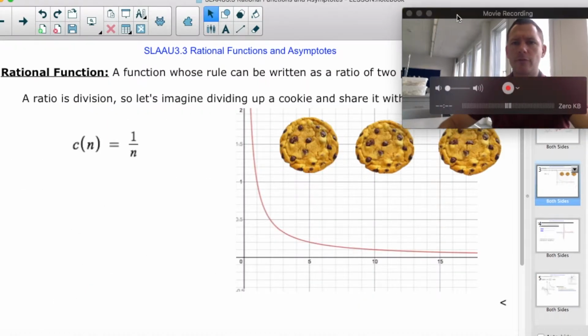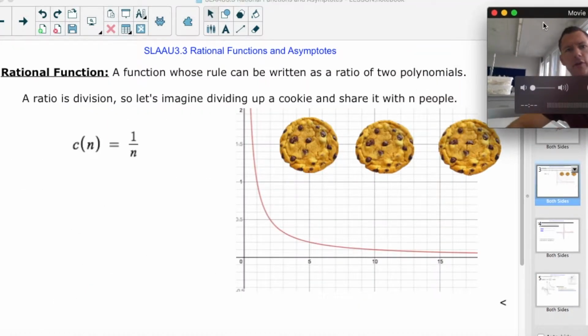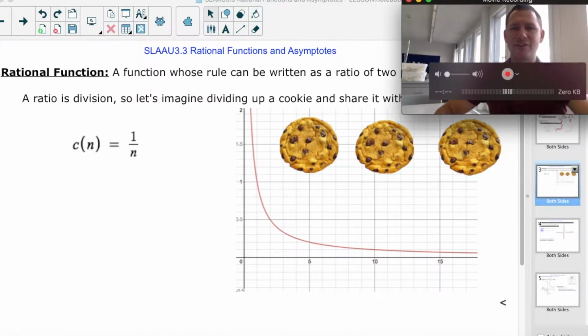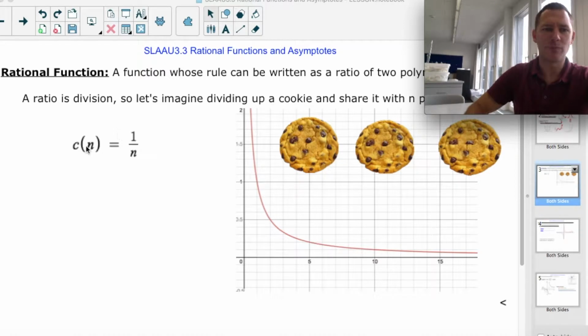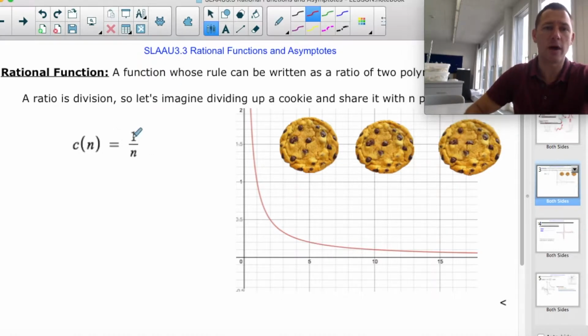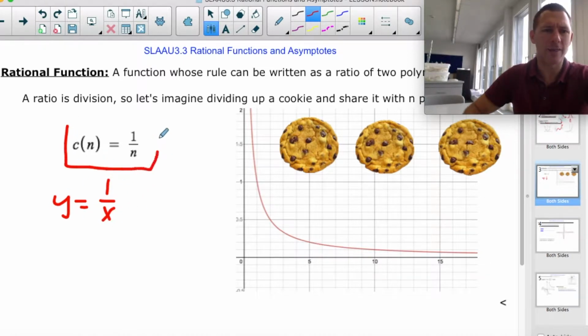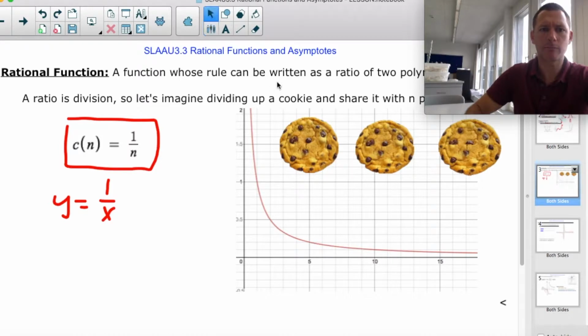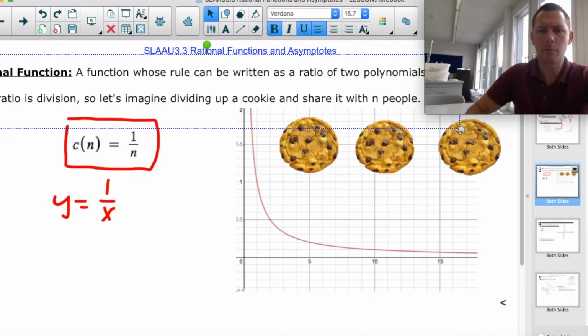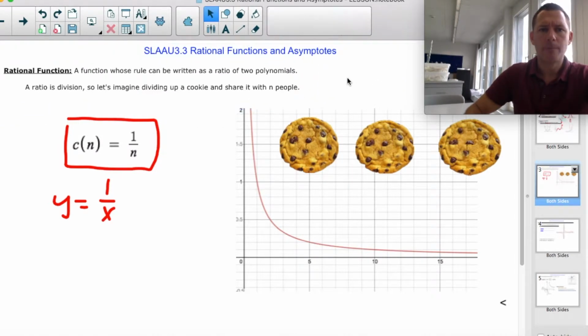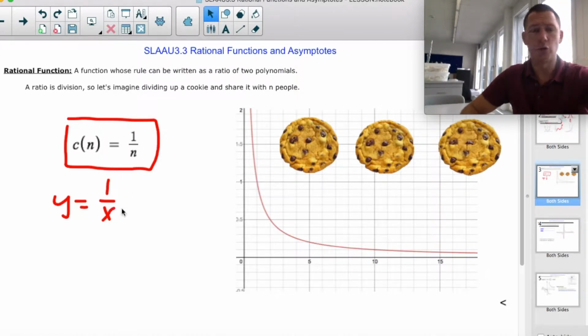This is a rational function. I'm still here. Let's park myself over here, huh? This is a rational function, like y equals 1 over x. That's the parent function. That's a little bit hard to see what's going on, so I think of like cookies. Let me squeeze this down a little bit. It's a ratio of two polynomials, or just a ratio of two things. We're just dividing. It's division.